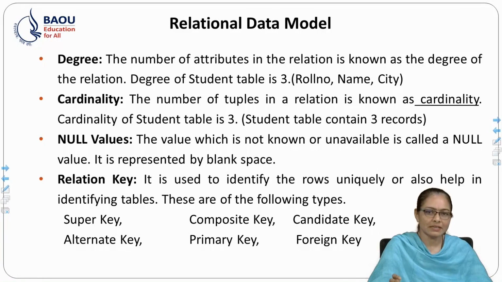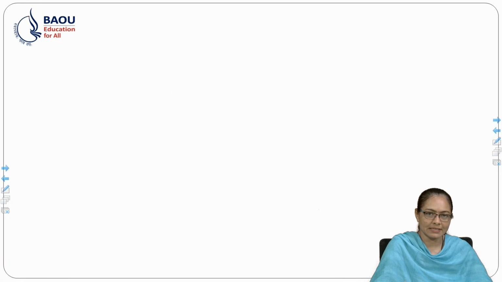Now, what is a relation key? It is used to uniquely identify the rows, and it helps to identify the table. There are the following types of keys. First is the super key, candidate key, composite key, alternate key, primary key and foreign key.